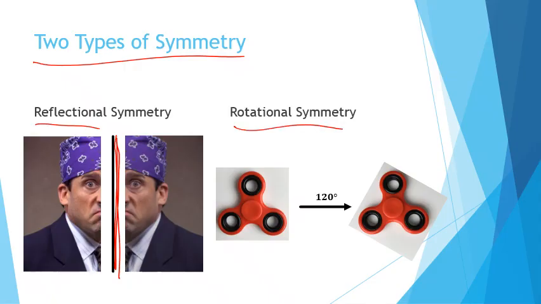We also have rotational symmetry. That's where you have a point of rotation. For this fidget spinner, let's say we add that black dot and we hammer that black dot in with a nail, and you spin that object 120 degrees, that is rotationally symmetric, because we just rotate it 120 degrees around that black dot.